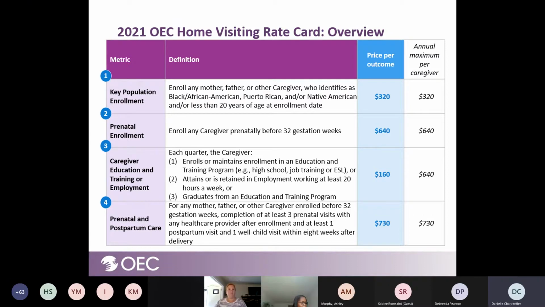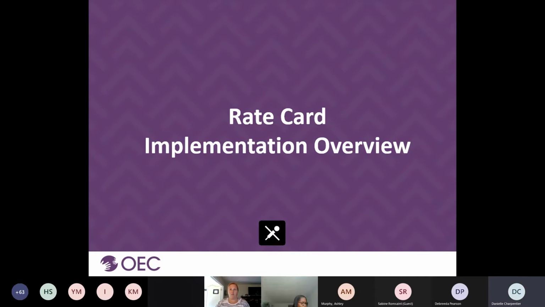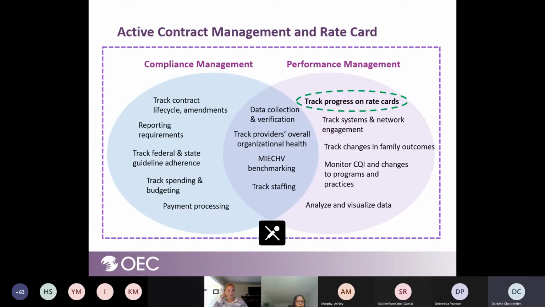So before getting into some of the data pieces, I'm going to turn it over to Ashley McAuliffe to chat more about some of the background on the rate card. Awesome. Welcome back, everyone. My name is Ashley McAuliffe. For any of you who don't know me, I'm the Family Support Division Director with OEC. And so I am going to walk you through a little bit of our active contract management and rate card overview, which you will be hearing a lot more about at the end of the week.